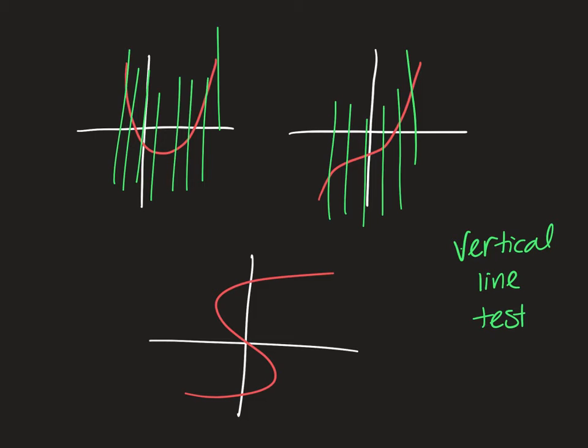But in the one down below, look, I cross 1, 2, 3 times. So this one would not be a function, but these two up here would be. You basically just have to draw lines on the graph, and if any one line touches it at more than one point, it's not a function.